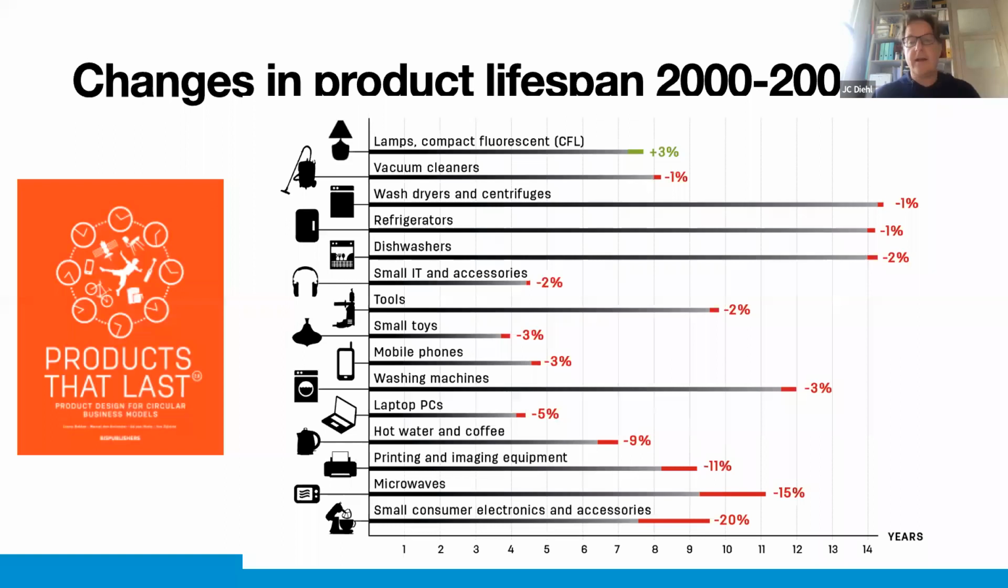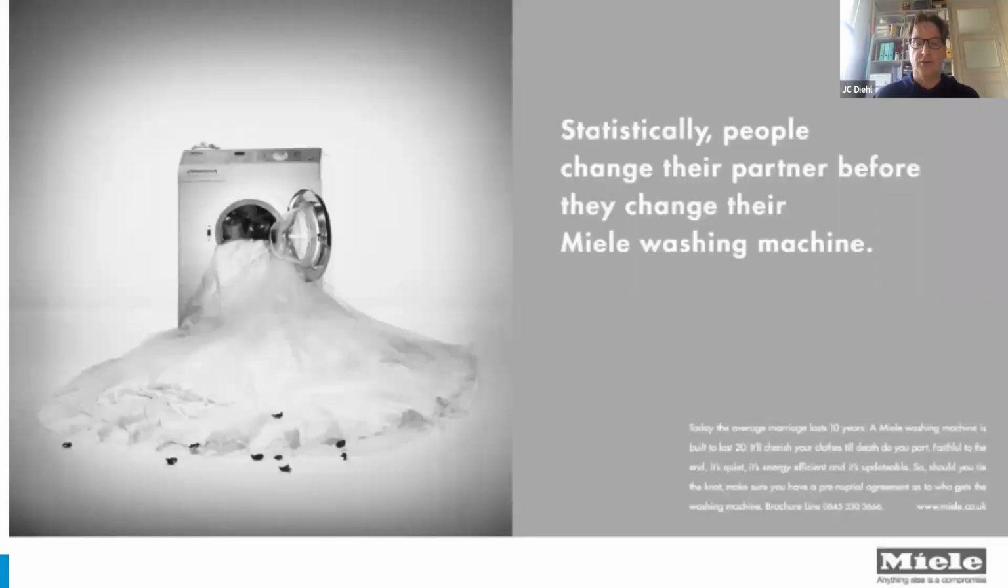So what you see here is a picture from the book Products That Last, which we published about a decade ago. And what you see is the lifespan of products between 2000 and 2005. And what you can see here directly is that the lifespan, the time that the product is being owned by a user before it's being disposed, is getting shorter and shorter. And that's a bad sign because it means that we consume more and more products and the lifespan is getting shorter and shorter. And only a few products are doing the opposite.